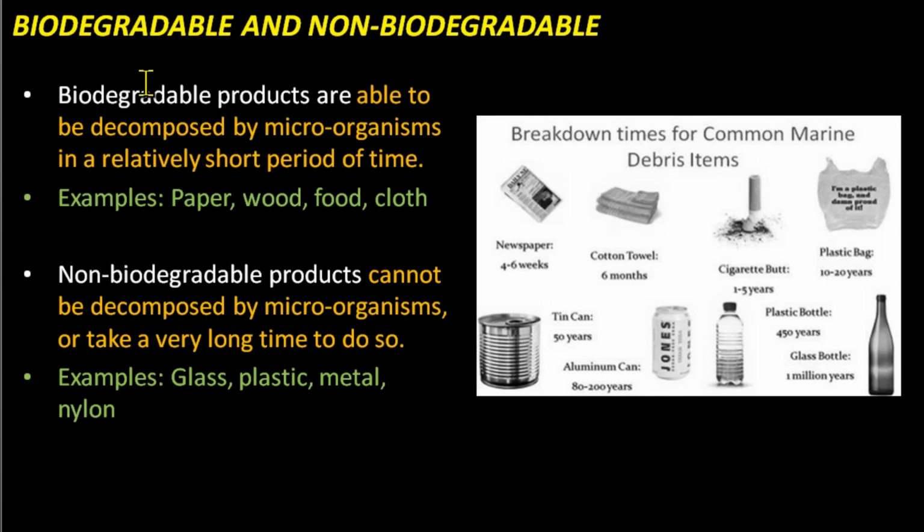We have two types of products here, biodegradable products and non-biodegradable products. Biodegradable products are able to be decomposed by microorganisms in a relatively short period of time. Examples would be paper, wood, food, and cloth. Non-biodegradable products cannot be decomposed by microorganisms, or they take a very long time to do so. Examples would be glass, plastic, metal, and nylon.